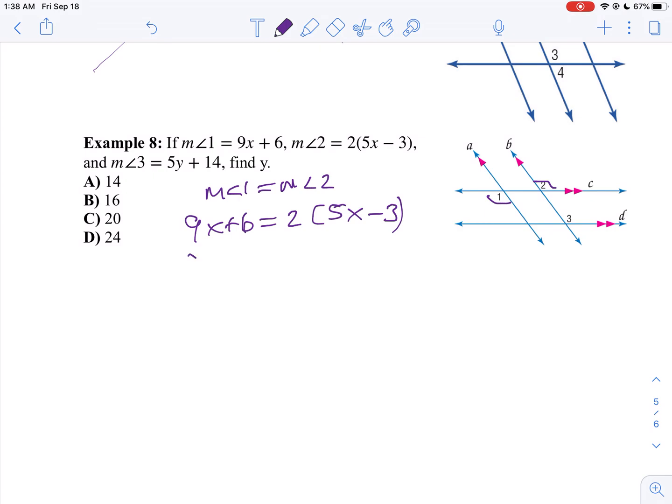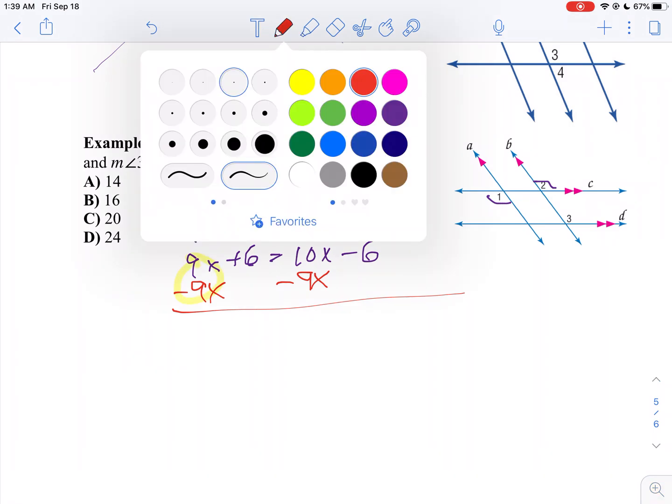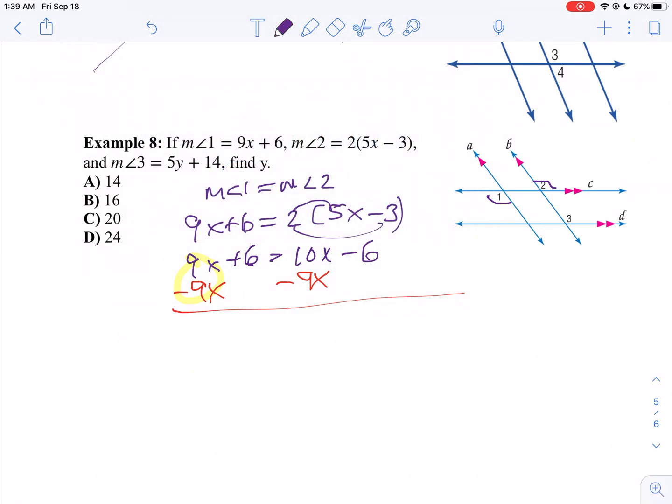Well, let's distribute. So 9x plus 6 equals 2 times 5 is 10x minus 6. Let's get all the x's on the same side. And like I said in my last seminar, I always like to move the smaller x. So I'm going to subtract 9x from both sides. When you subtract 9x from both sides, the 9x's on the left cancel. And we're left with 6 equals x minus 6. Well, let's add 6 to both sides. So 12 equals x. That's not what we want. We want y, but we know 12 is x.